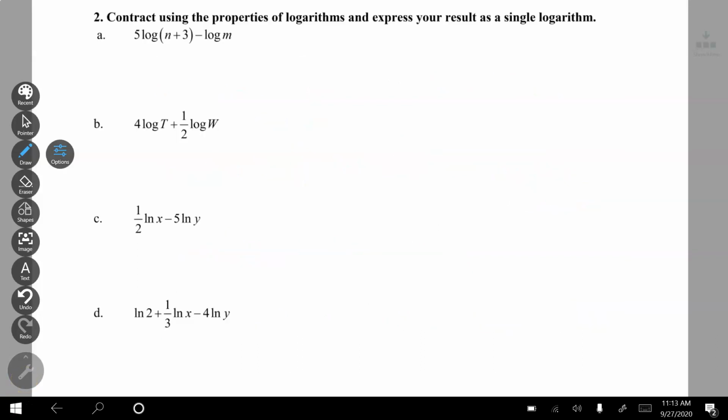Okay, now we're going to go the other way. We're going to contract things, make it into a single logarithm. This 5 moves as the exponent, so log of n plus 3 to the 5th minus log of m. But now I'm subtracting, so I have to divide. So I have 1 log of n plus 3 to the 5th over m.